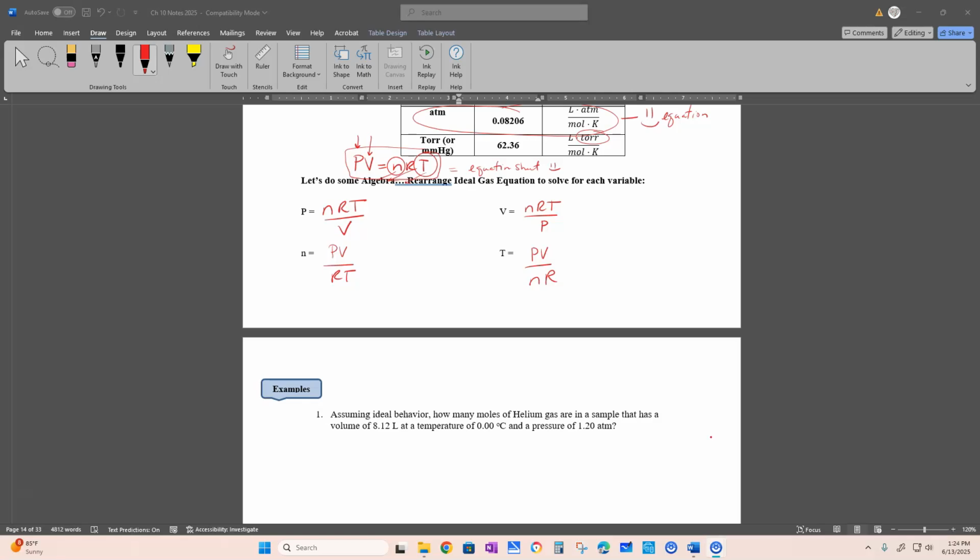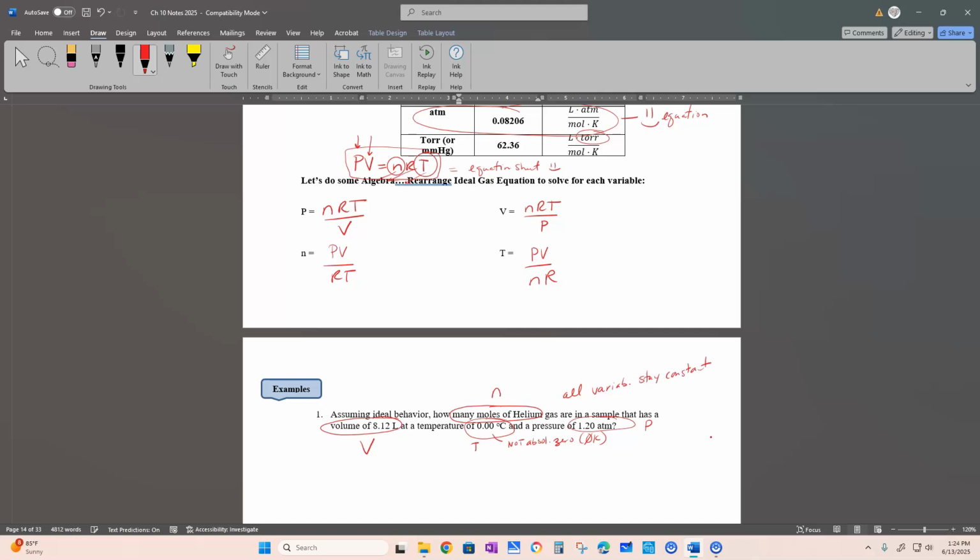Assuming ideal behaviors. Okay, that's nice. Ideal gas law. How many moles of helium, so I'm looking for n, are in a sample that has a volume of 8.12, has a temperature of 0 degrees? Remember, this is not called absolute zero. Absolute zero would be 0 Kelvin. And then I have a pressure of 1.2. So notice I don't have a P1, a V1, pressure, temperature, moles, all variables stay constant.